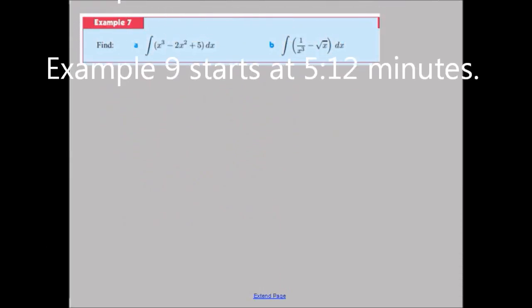Let's look at a couple examples from the textbook. This is example 7. So we have the integral of x cubed subtract 2x squared plus 5 dx. Very similar to the one I just did.